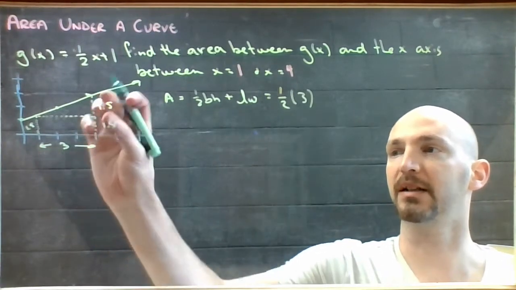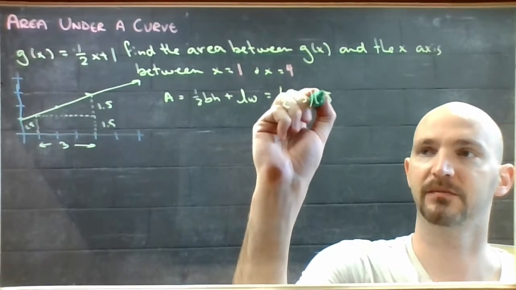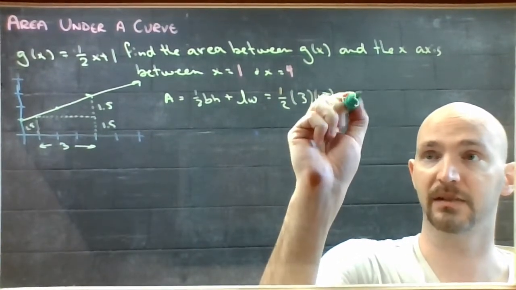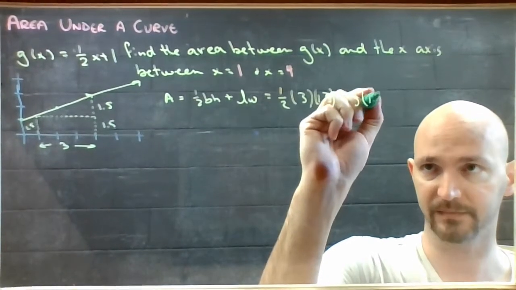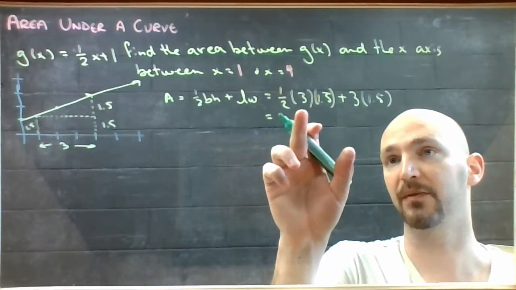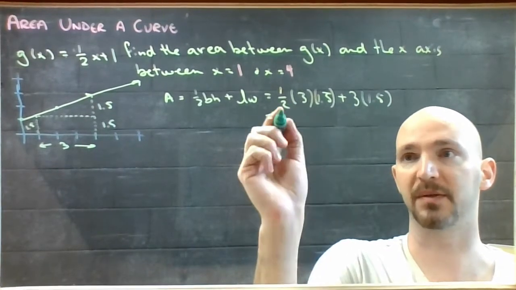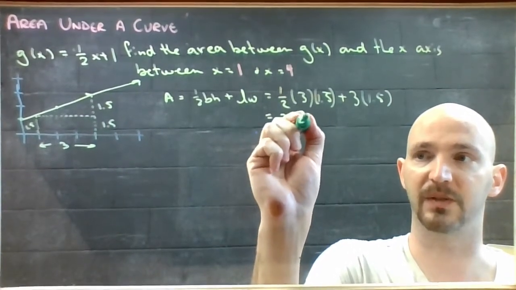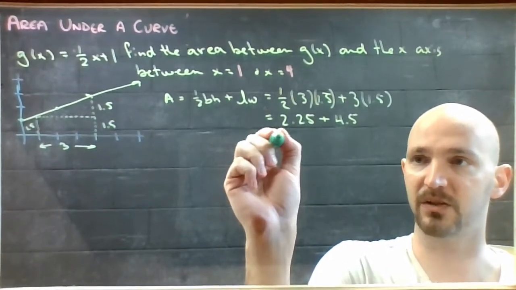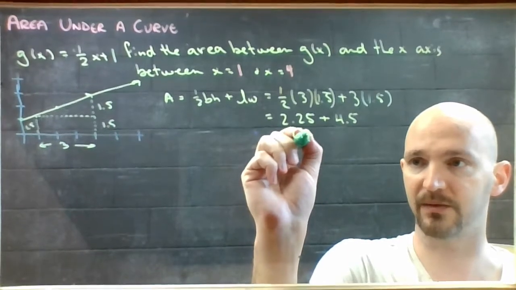1/2 of 3 wide and 1.5 high, plus a rectangle that is 3 wide and 1.5 high, gives me a total of 1/2 of 3 is 1.5, 1.5 times 1.5 is 2.25. 3 times 1.5 is 4.5, giving me a total of 6.75.